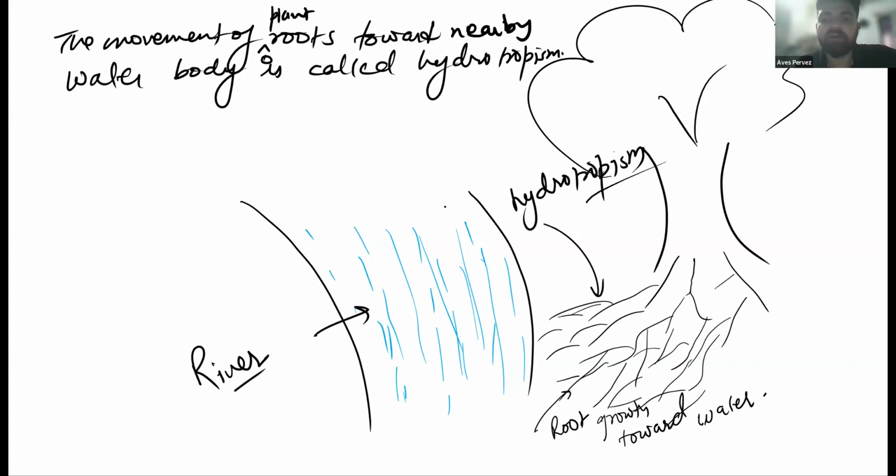So this is the plant. If a river is flowing nearby, then the root starts growing towards this direction. Note it down. This is an example of hydrotropism.